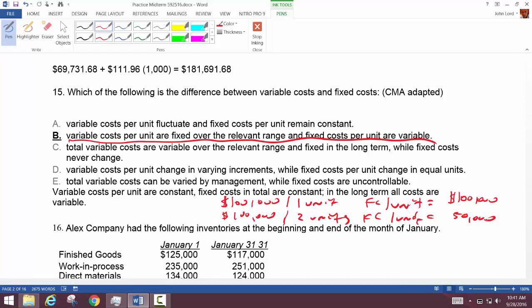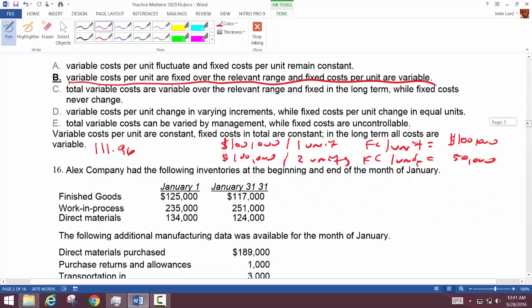Meanwhile, our variable cost, regardless of the number of units we produce, what is going to still be that, just leveraging off that previous problem, it was $111.96 for any number of units we produced, right? So the variable cost per unit stayed fixed, didn't it? Okay. All right, good. Who wants to do number 16 now?